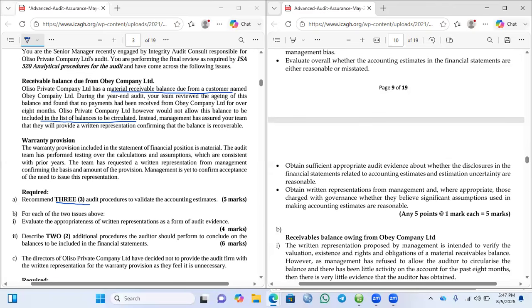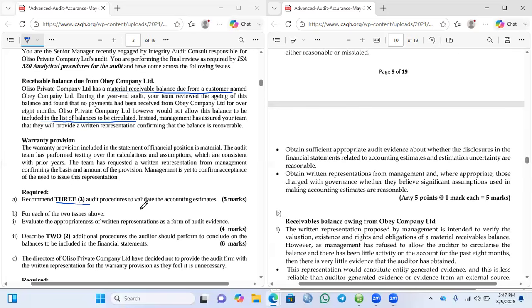Okay, it makes sense. Then question B: for each of the 2 issues above, evaluate the appropriateness of written representation as a form of audit evidence. So the question is asking whether it is appropriate for you to have management give a written representation of whatever is happening. Okay, so solution.